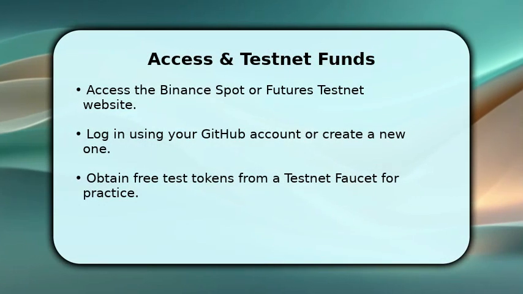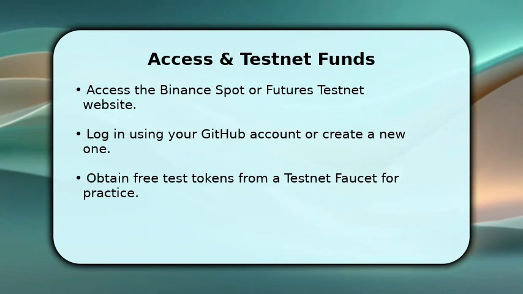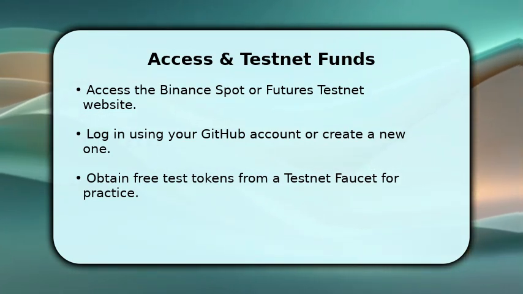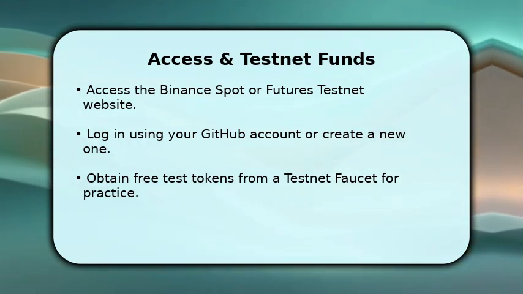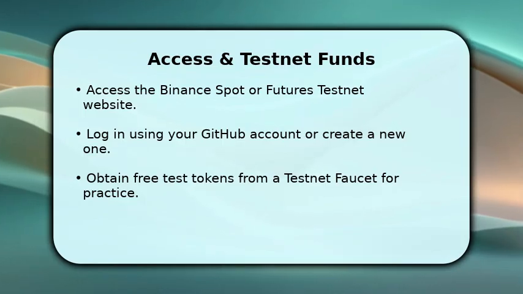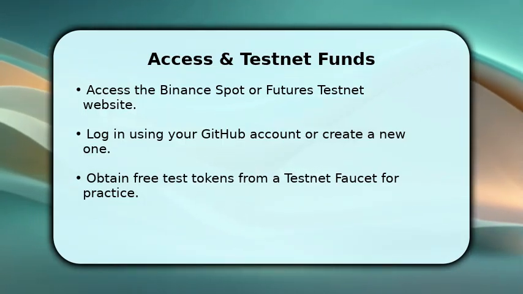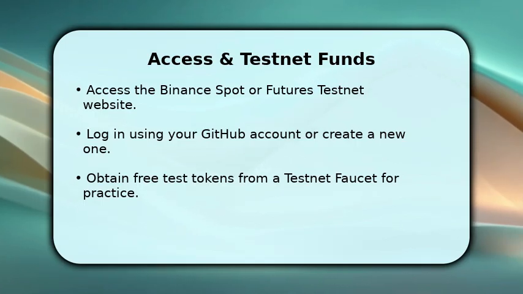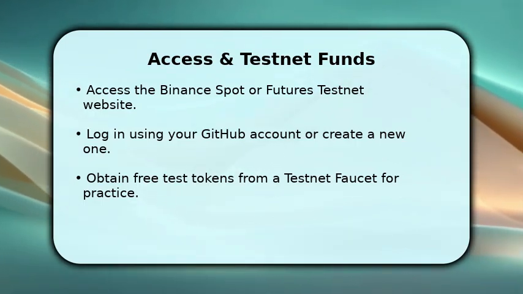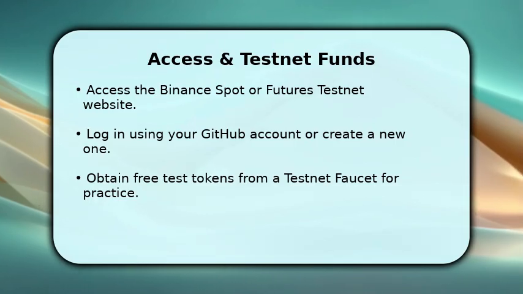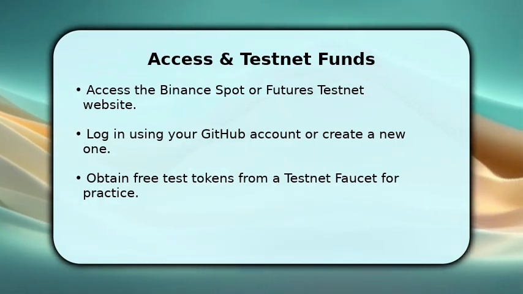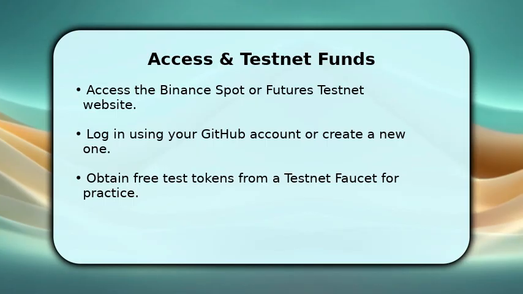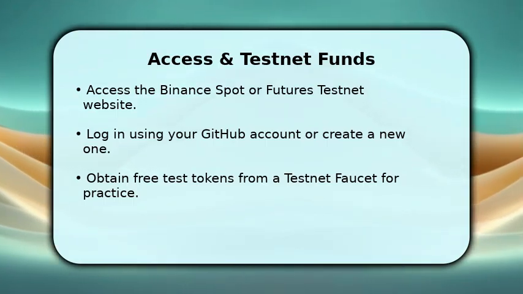To get started, simply navigate to the Binance Spot or Futures Testnet website. You will typically log in using your GitHub account. If you don't have one, it takes less than 1 minute to create. Once logged in, you can often claim free test tokens from a testnet faucet. Many accounts also receive an initial balance, such as 15,000 USD, allowing you to begin practicing immediately.